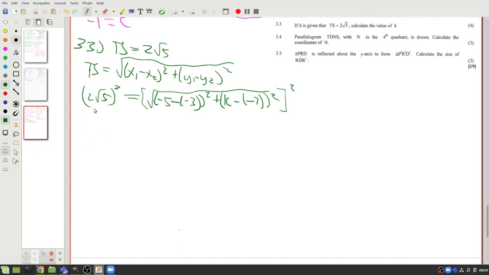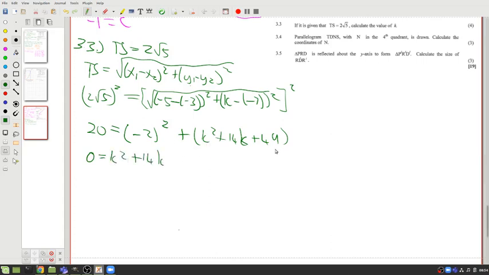So square that. Now we get, okay, if we square this, we get 2 squared is 4, square root 5 squared is 5, 4 times 5 is 20, equals, okay, and this -5 plus 3 is -2, squared, plus, here we've got k plus 7 squared, which is k squared plus 14k plus 49. Alright, and now we just have a quadratic trinomial that we need to solve. So I'm just going to put a 0 here, and this is k squared plus 14k, and then we've got plus 49, plus 4 which is 53, minus the 20 which is 33.